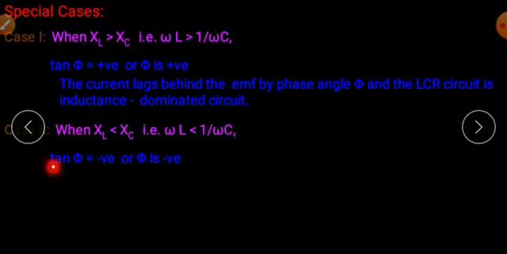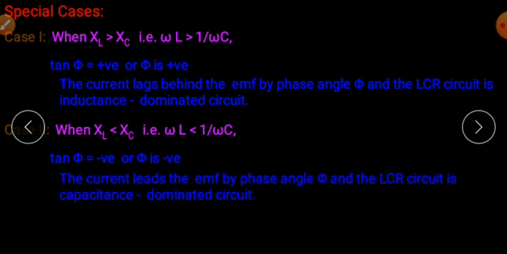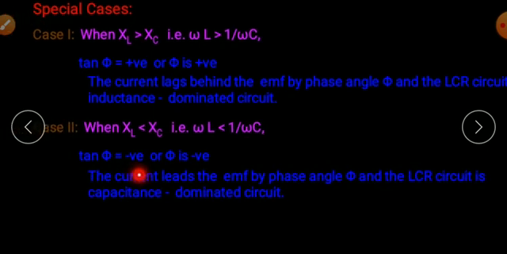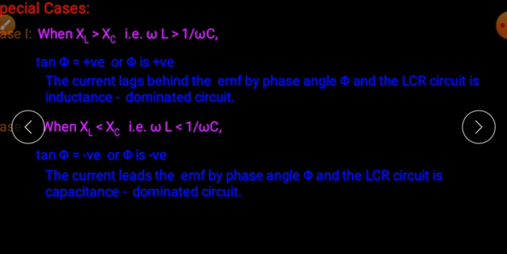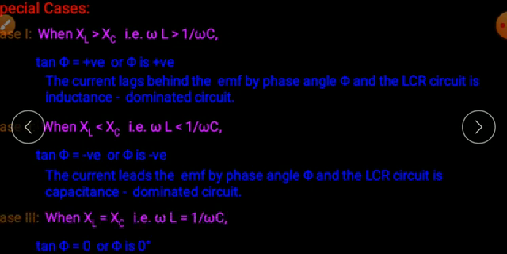And when XL is less than XC, that is omega L is less than 1 upon omega C, which means tan phi is negative or phi is negative. So the current leads the EMF by phase angle phi, and the LCR circuit is a capacitance dominated circuit.